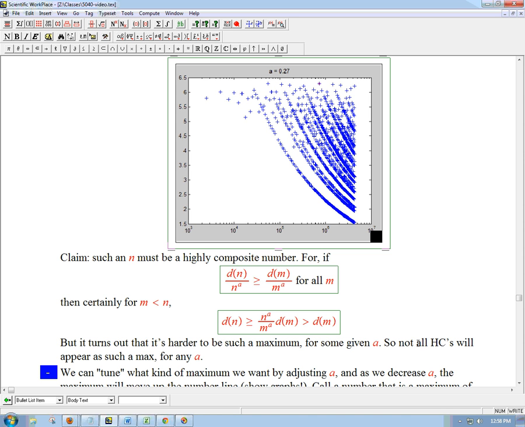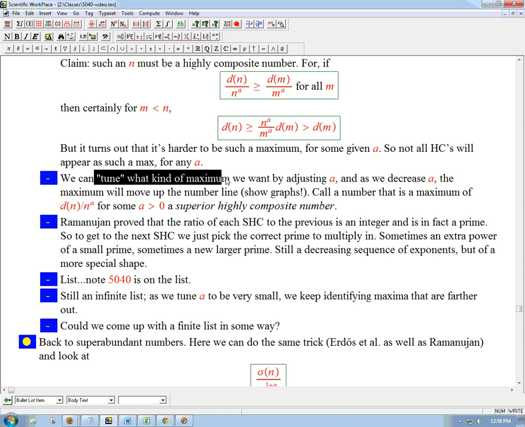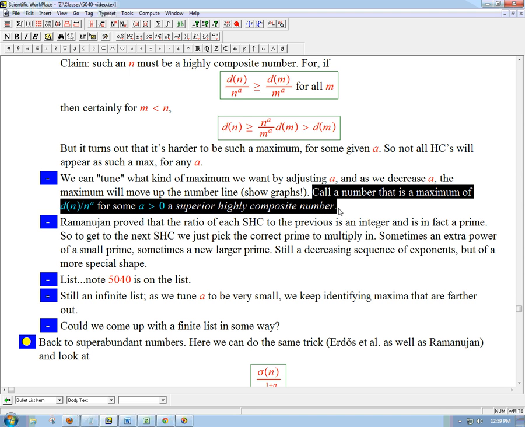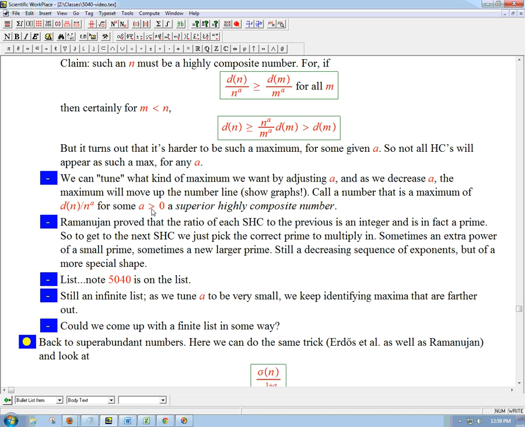So not all highly composite numbers will appear in this kind of calculation where we judge things by, are you the absolute best when you compare the rate of growth of d of n against some fixed rate of growth n to the a for all possible a's. As we've seen in the pictures, we can tune where the maximum is by adjusting a. As a decreases, the maximum will move up the number line, to the right. So we call a number that's a maximum of d of n over n to the a for some a greater than 0 a superior highly composite number. I believe that's Ramanujan's terminology. It's a little awkward, but it's okay. So this picks out a fairly thin subset of the highly composite numbers.